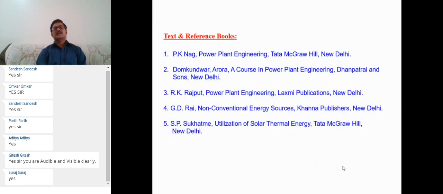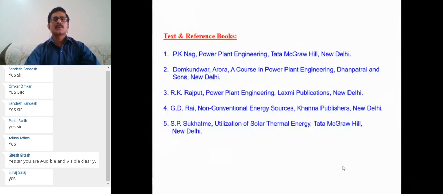For comprehensive information as far as the theory and the numericals are concerned, the second book would be the most important for us: A Course in Power Plant Engineering, and the authors are Domkundwar and Arora. Okay, A Course in Power Plant Engineering by Domkundwar and Arora. Then Power Plant Engineering by R.K. Rajput, another very useful book for power plant engineering.